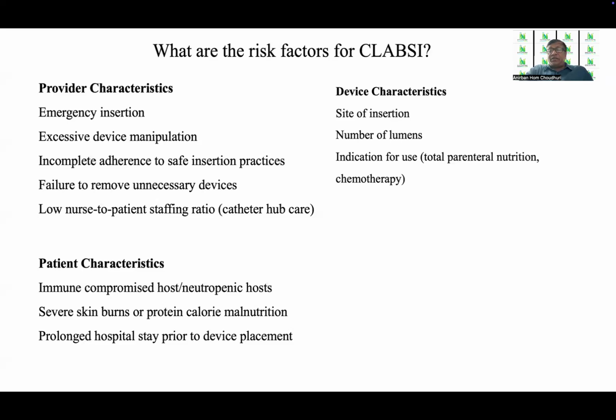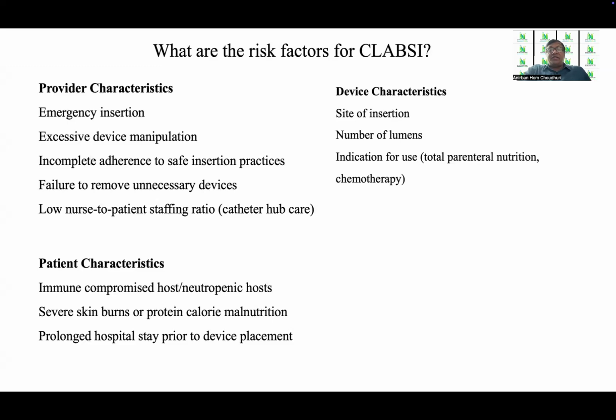Failure to remove unnecessary devices: when the device which has been inserted for a particular reason remains for a time period where it is no longer needed, mere retention of that device increases the risk of CLABSI. A low nurse to patient staffing ratio can also lead to overlooking some of the manifestations giving rise to CLABSI. So these are the provider characteristics.